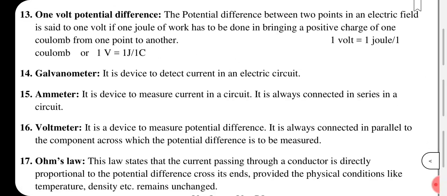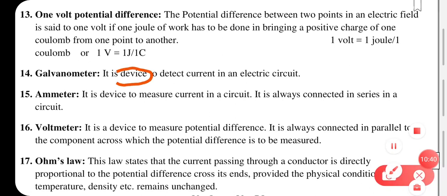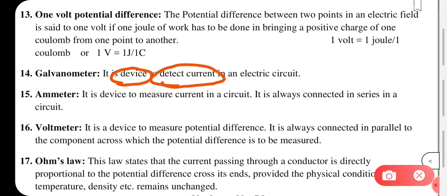Now, galvanometer. What is a galvanometer and where is it used? It is a device used to detect the current in an electric circuit. Now what is an ammeter? An ammeter is a device to measure current in a circuit. It is always connected in series.